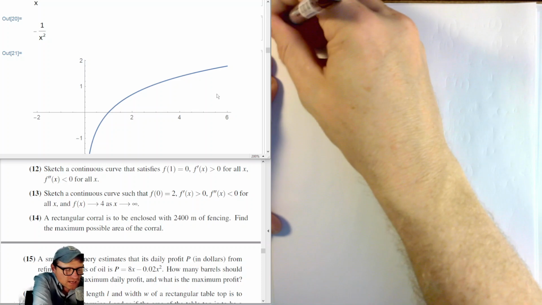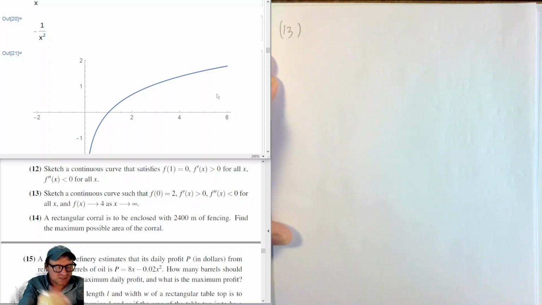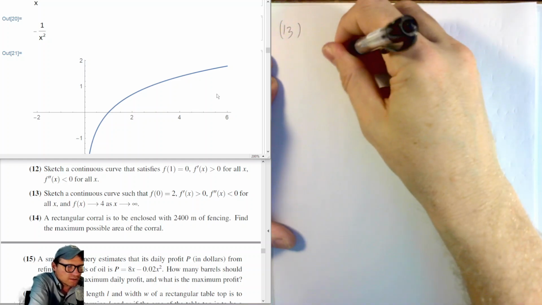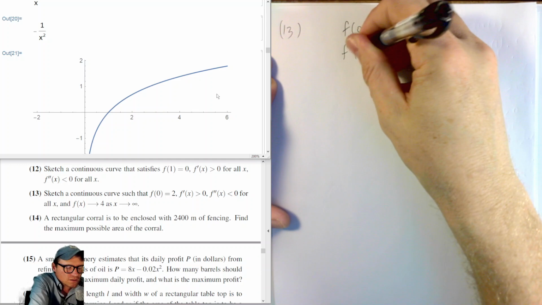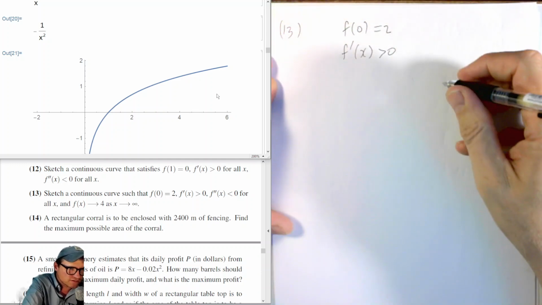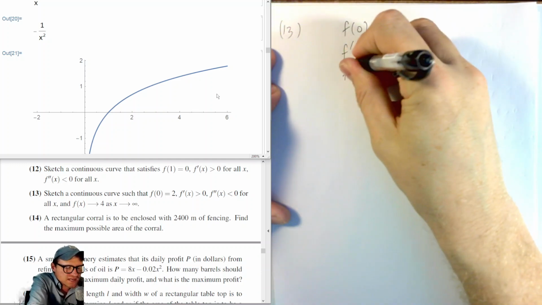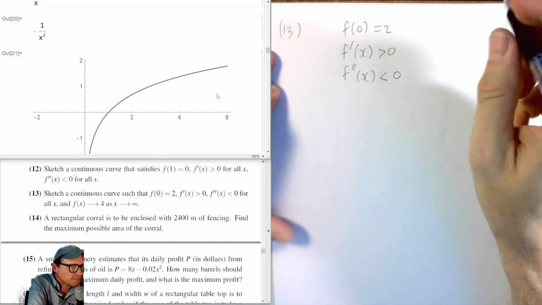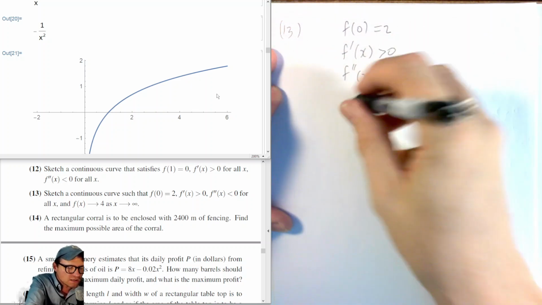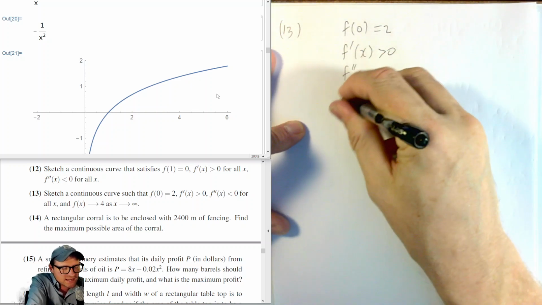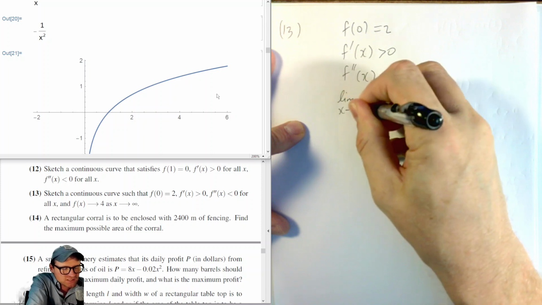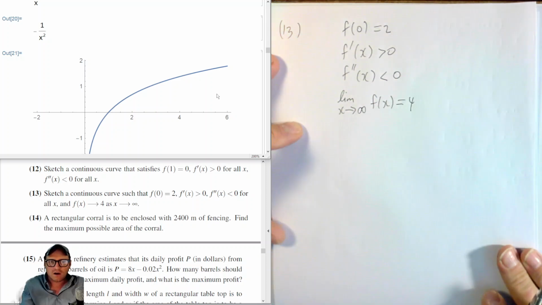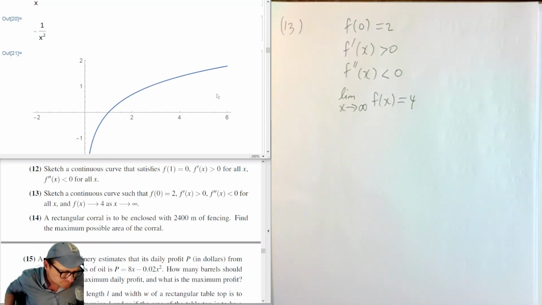Question 13 asks us to sketch a continuous curve such that f of 0 is 2, f dash of x is positive for all x in the domain, the second derivative is negative for all x in the domain, and then the third one, we can write this as the limit as x approaches infinity of f of x is equal to 4. All right, so let's have a look for such a function.